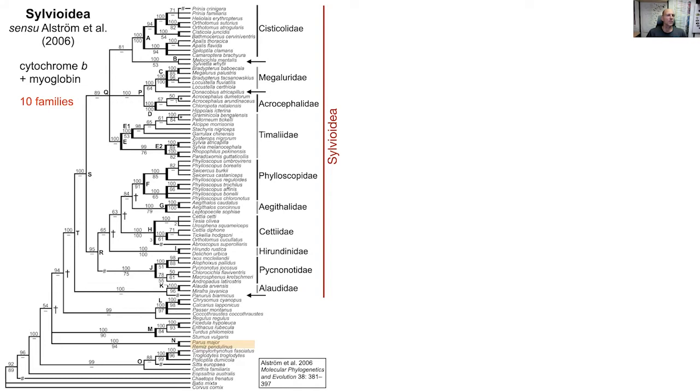And this tree was actually quite a dramatic change from the previous classification. So if we look at the tree and the classification by Sibley and Monroe, published in 1990, they placed all of the ones highlighted in blue here in the family Sylviidae. So as you can see, that is not a monophyletic group.